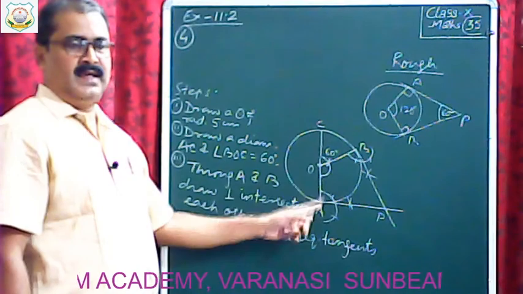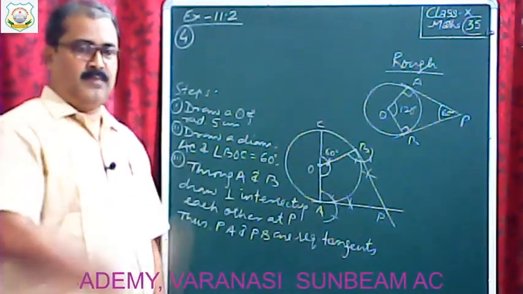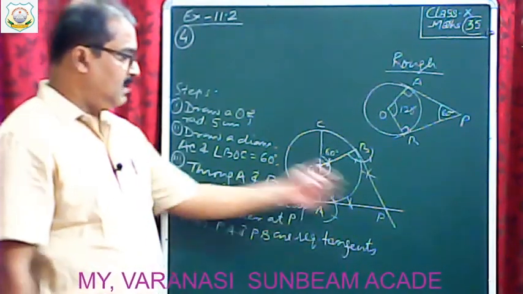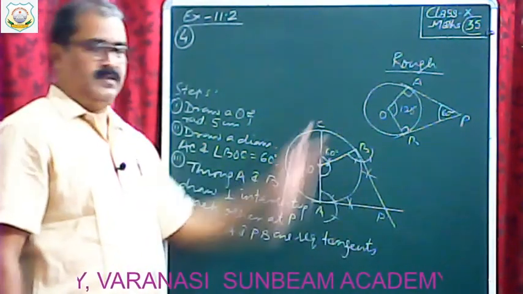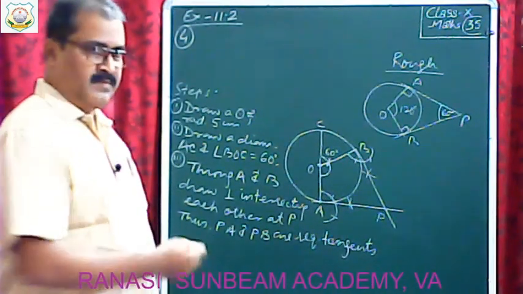So from A and B you have to draw perpendiculars. Both the perpendiculars meet at a point, that is the required external point P, and we get the tangents PA and PB. Very important, and it is my favorite question also.